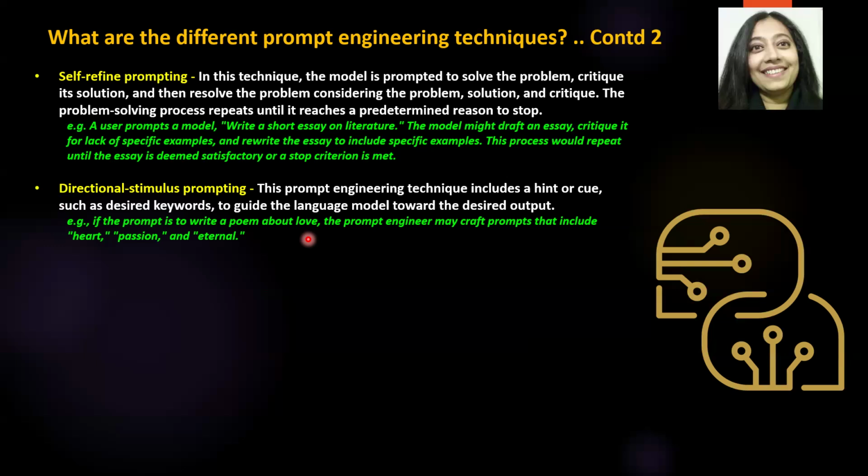words, right? Like heart, passion, kisses, eternal love, magical, mystical, awesome, whatever romantic words that the prompt engineer feels should be included to ensure that the output generated by the model is as per the user's desire and is accurate, of high quality, and relevant. Because if the output is not as per what the user wants, then the user will stop using that particular model.